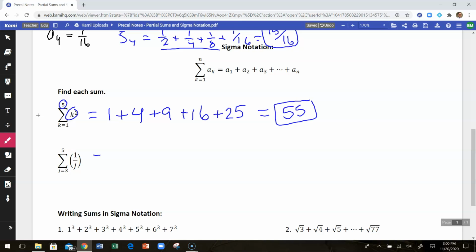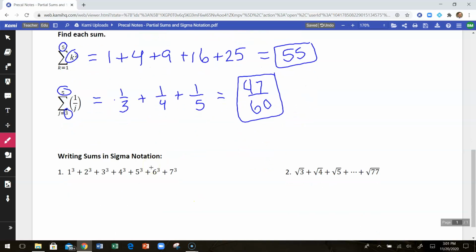Okay, the next one, 1 over j is our formula. We're starting with 3 this time, so I'm going to do 1/3 plus 1/4. Again, I'm stopping at 5, so plus 1/5. 1/3 plus 1/4 plus 1/5. We get a common denominator there, which would be 60, so this would be 20 over 60 plus 15 over 60 plus 12 over 60. 20 plus 15 plus 12 would give us 47 over 60.